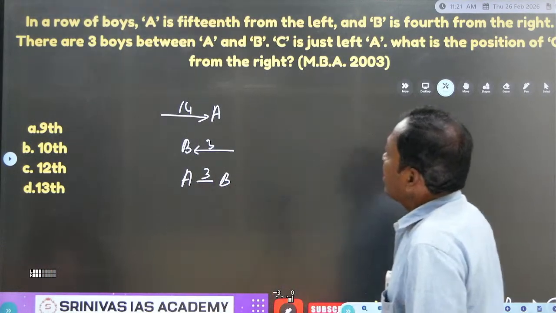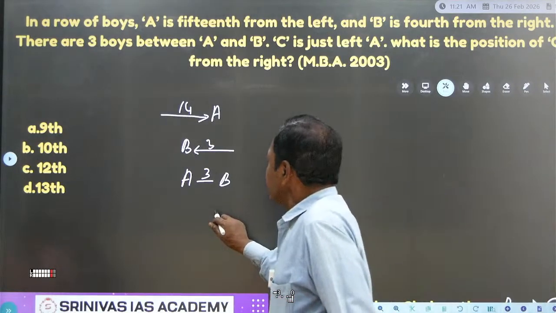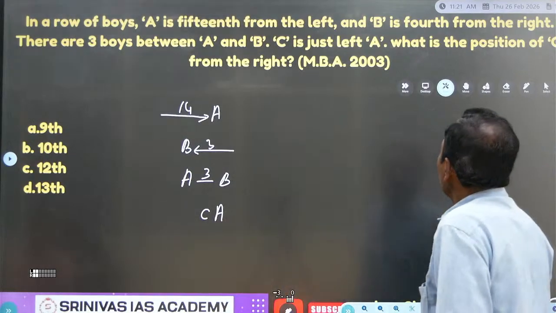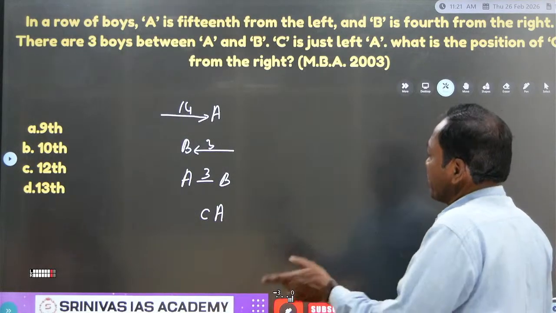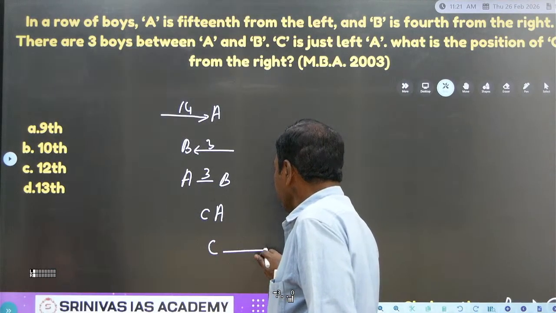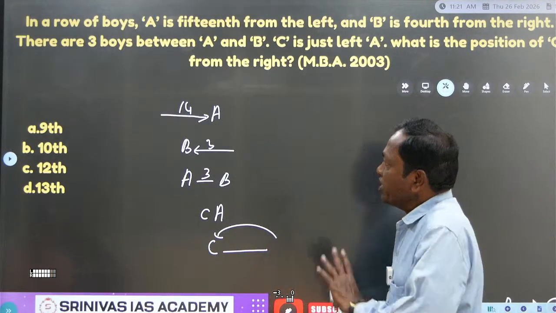C is just left of A. What is the position of C from the right? This is the information which is given in the question. You have to align everything now.